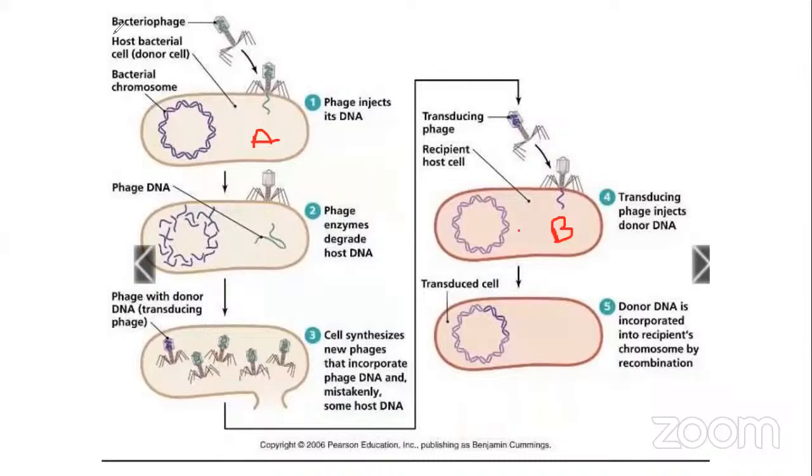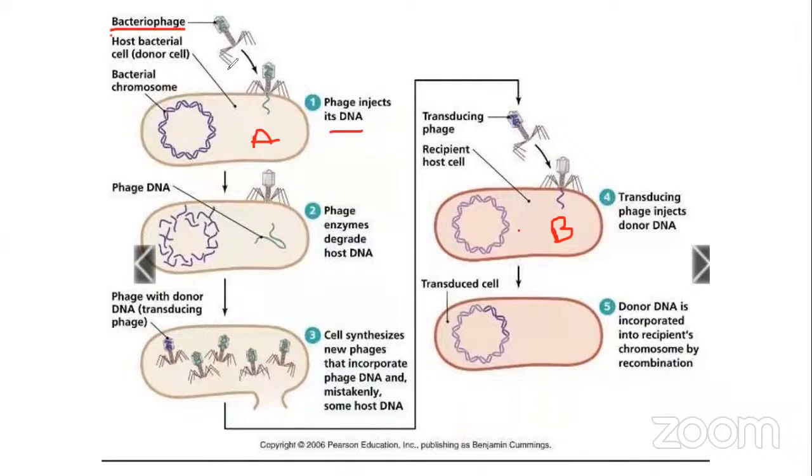So now this is bacteriophage. Already you know the structure of bacteriophage, like a tadpole shape like this. This is bacteriophage. This is host bacteria. This is bacterial chromosome. This is when the phage injects its DNA.